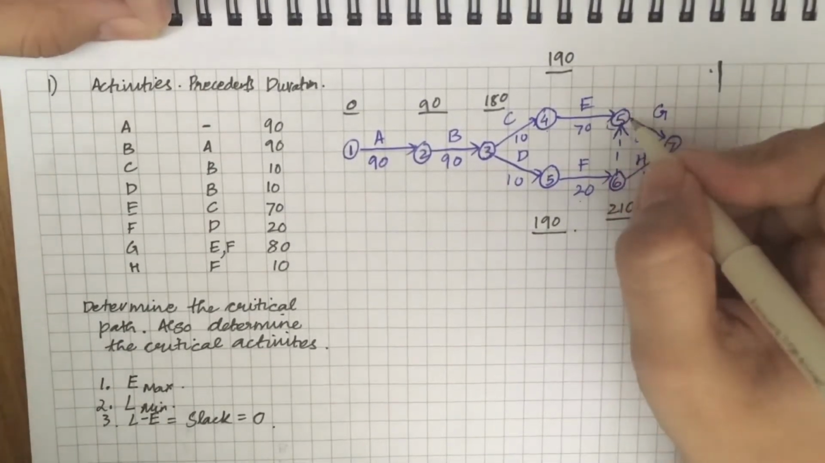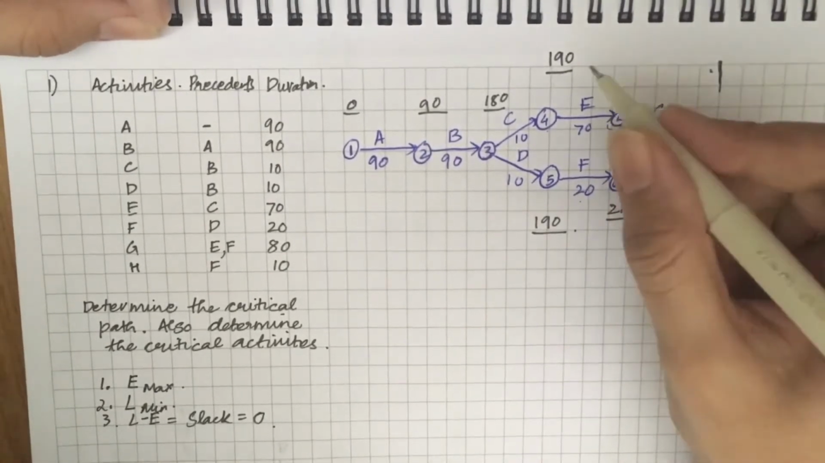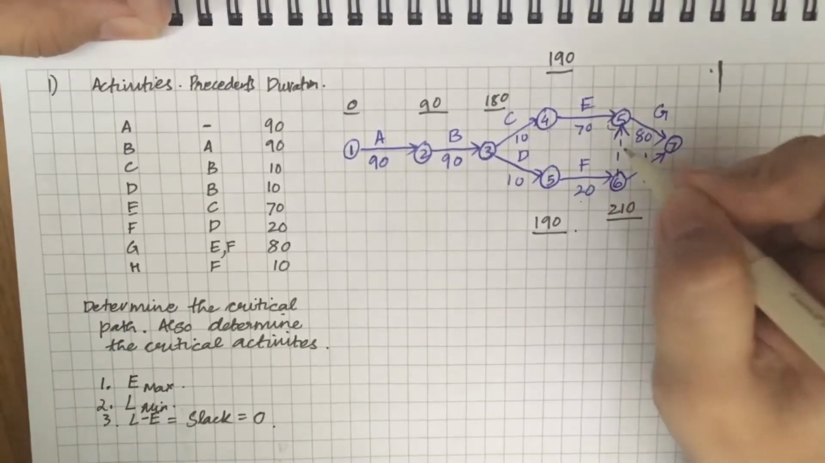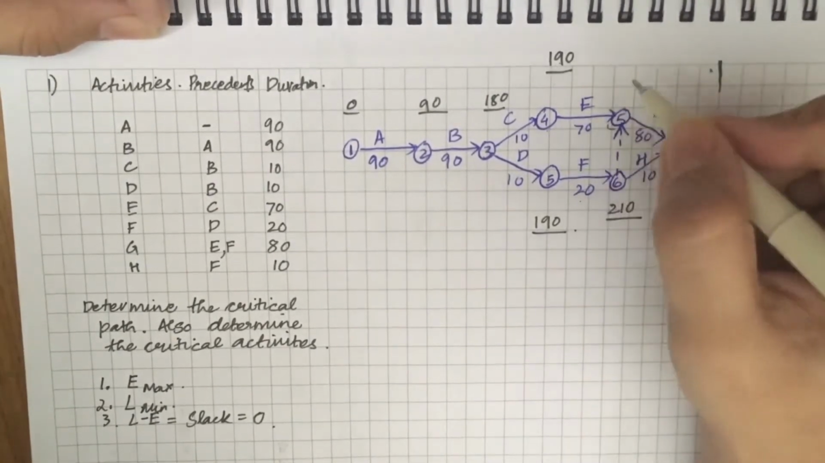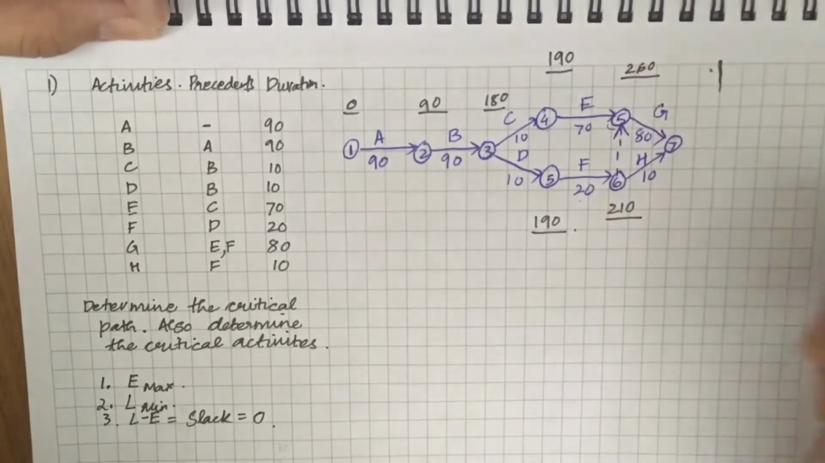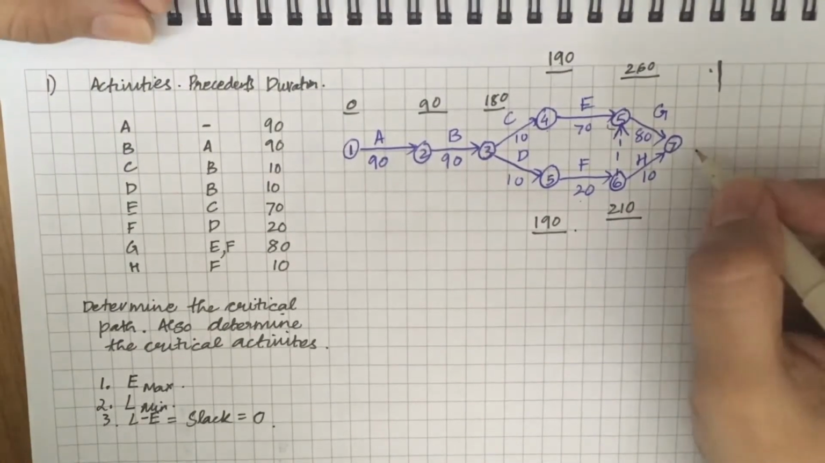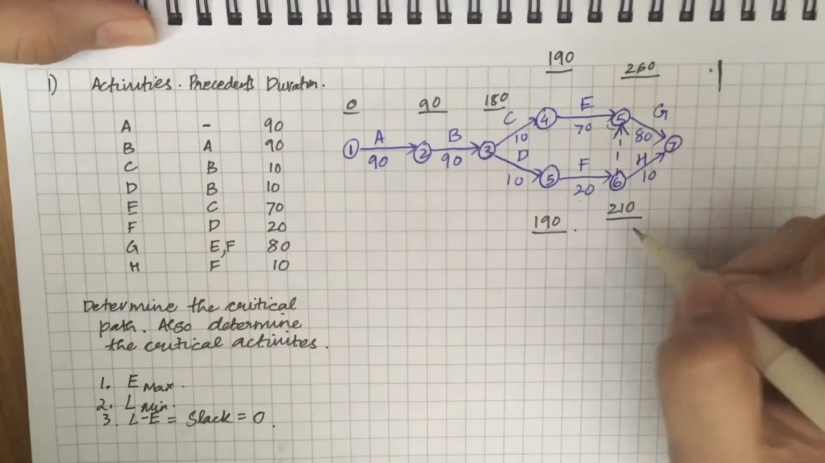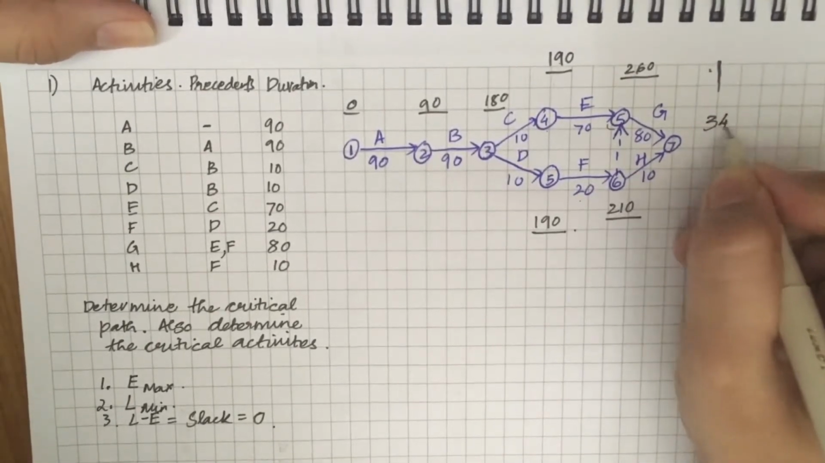If you observe the fifth event, it's a merging event. So there are two possibilities for E. The first is 190 plus 70, that is 260, and the second is 210 plus 0. The duration for the dummy will be 0. So 210 plus 0, the bigger E value will be 190 plus 70. So we'll take 260. For the seventh event, again it's a merging event. So there are two possibilities, 260 plus 80, that is 340, or 210 plus 10, 220. So we'll take the bigger value, 340.